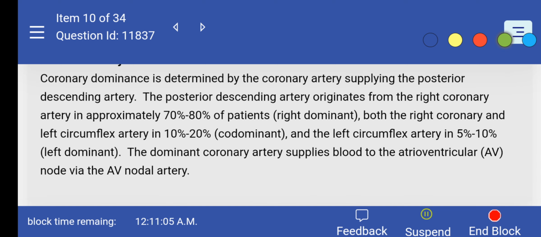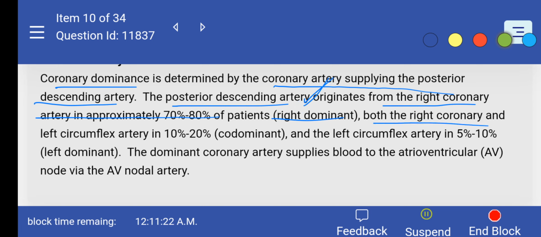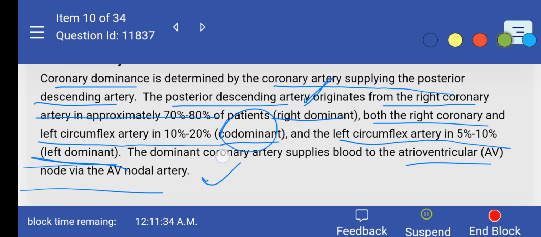So the coronary dominance is determined by the coronary artery supplying the posterior descending artery, that is PDA. The posterior descending artery originates from the right coronary artery in approximately 70 to 80% of patients, which are right dominant. Both the right coronary and left circumflex arteries in 10 to 20%, which are codominant. The left circumflex artery in 5 to 10%, which are left dominant. The dominant coronary artery supplies blood to the AV node via the AV nodal artery.